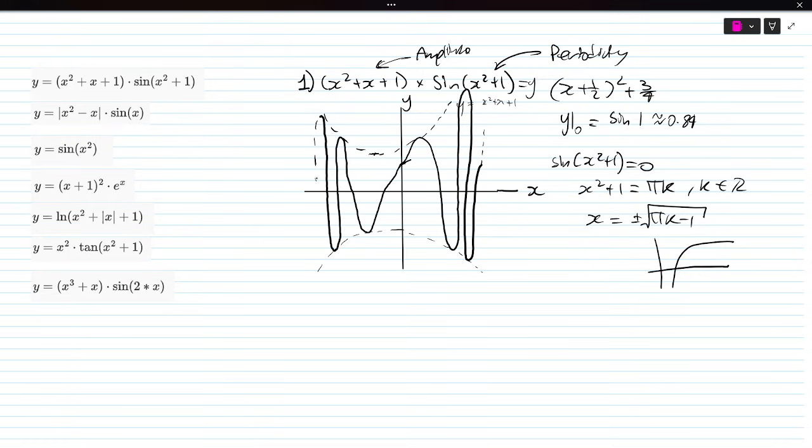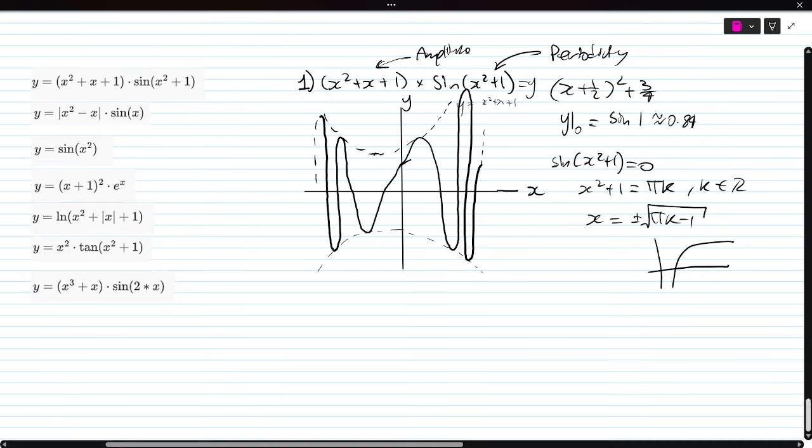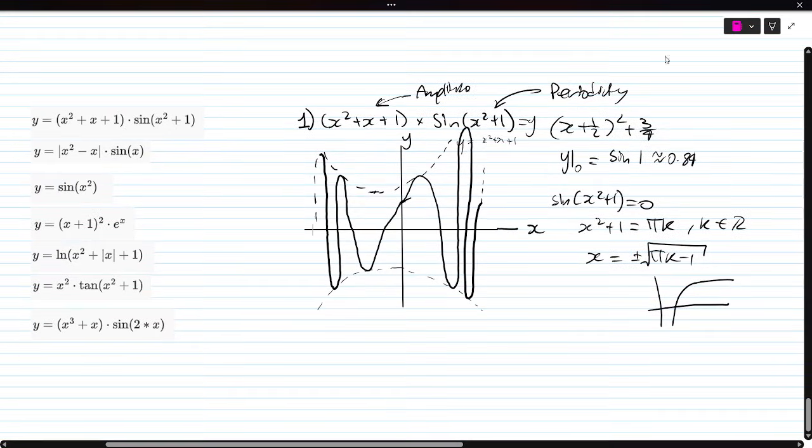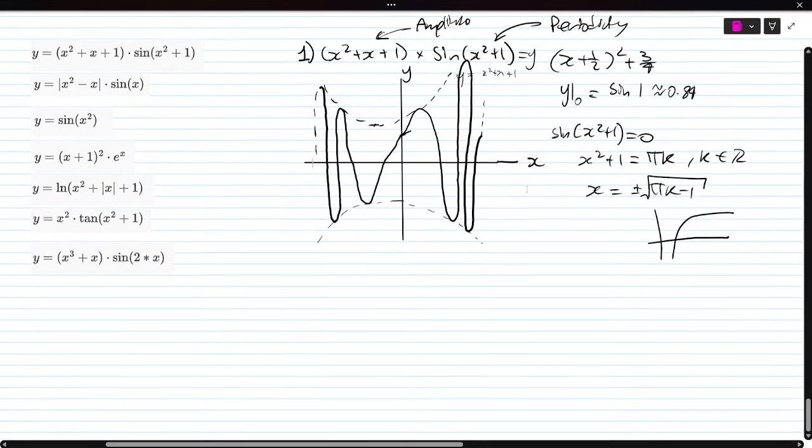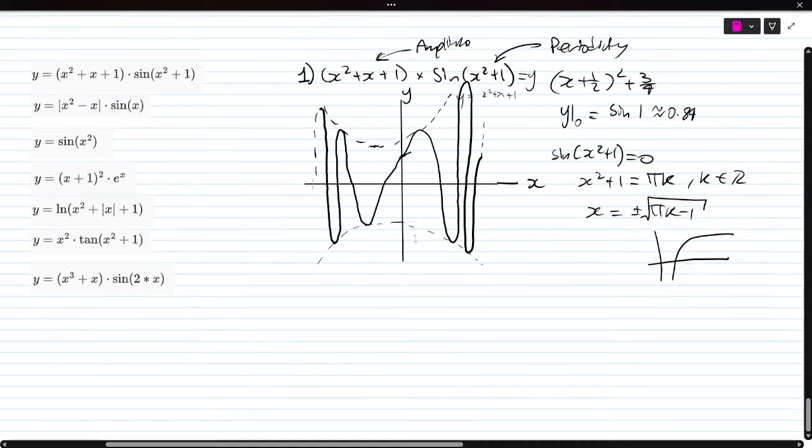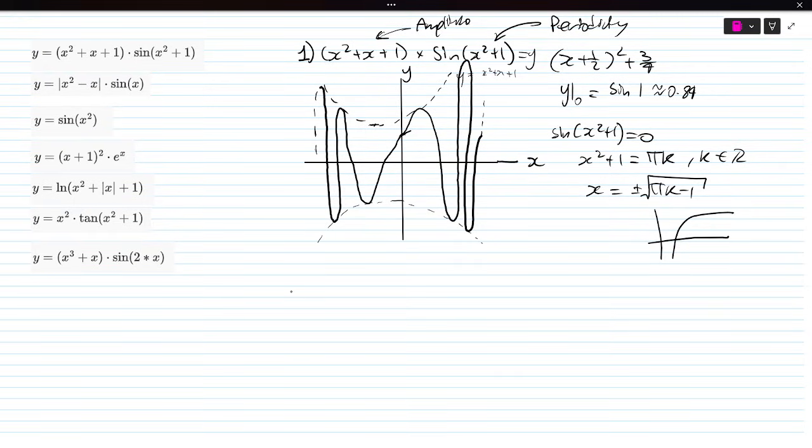Okay, so that's the first graph done. I will check it afterwards on Desmos. But I think this should be correct. Yeah, I don't see any big red flags with it. Okay, moving on to the next graph.